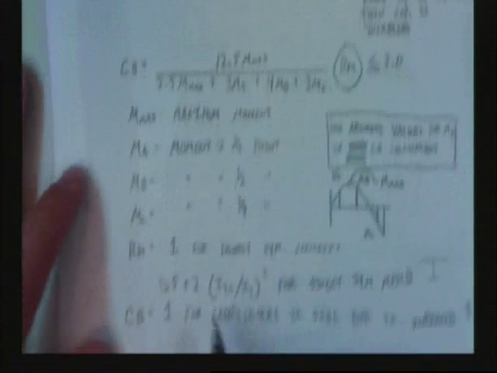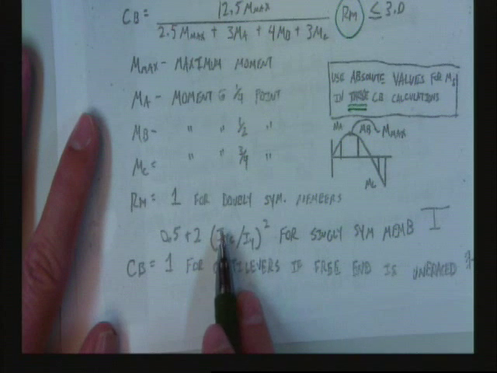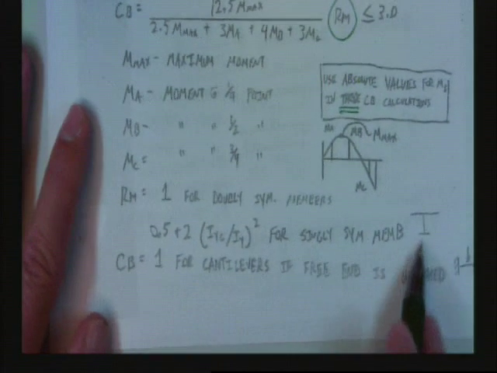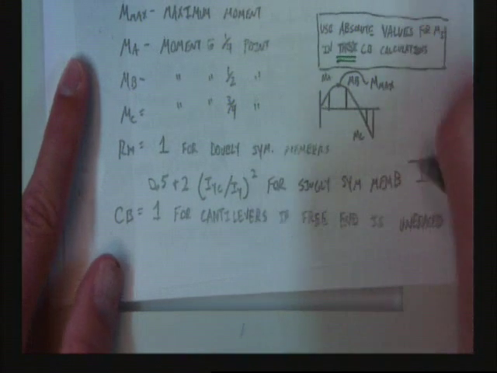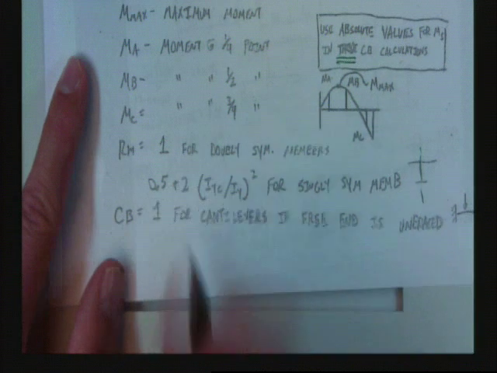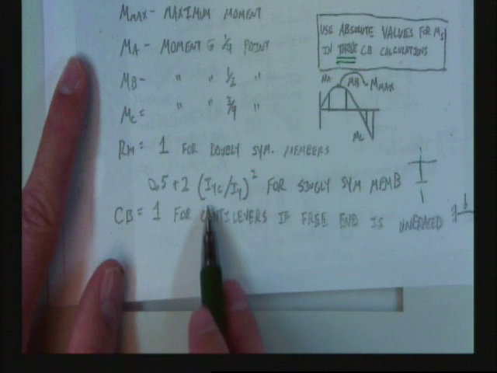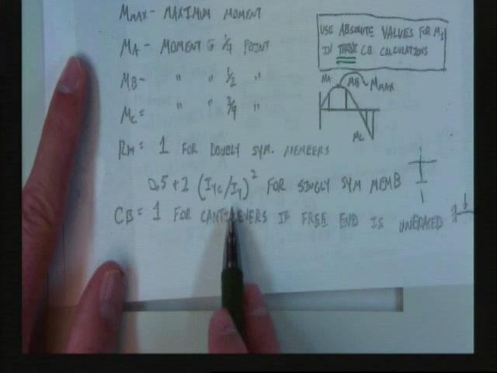In undergraduate class, you get to assume that R sub M is 1 for a doubly symmetric shaped member. If you have a singly symmetric member, something that looks like this, symmetric around that line but not symmetric around any other line, then this is added to it: 0.5 plus 2 times IY sub C divided by IY, where IY sub C is the IY of the compression flange, divided by IY total.